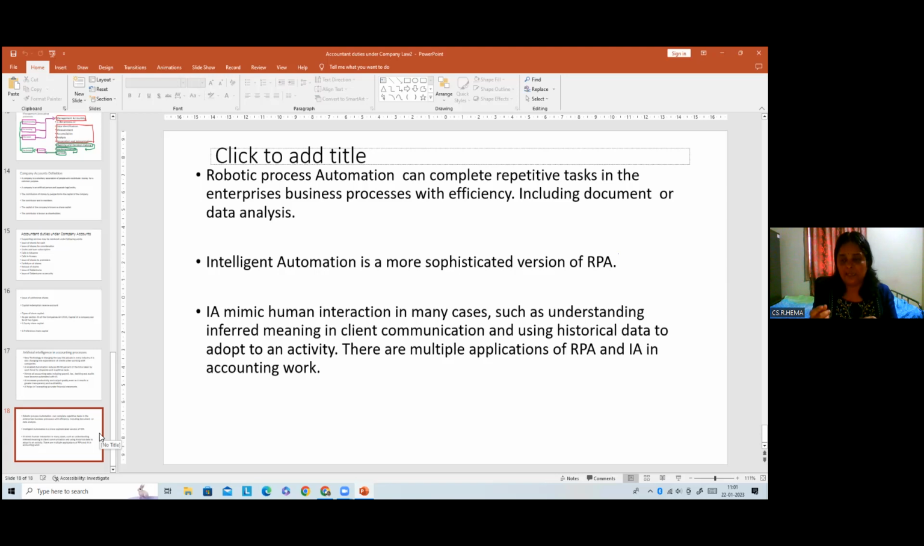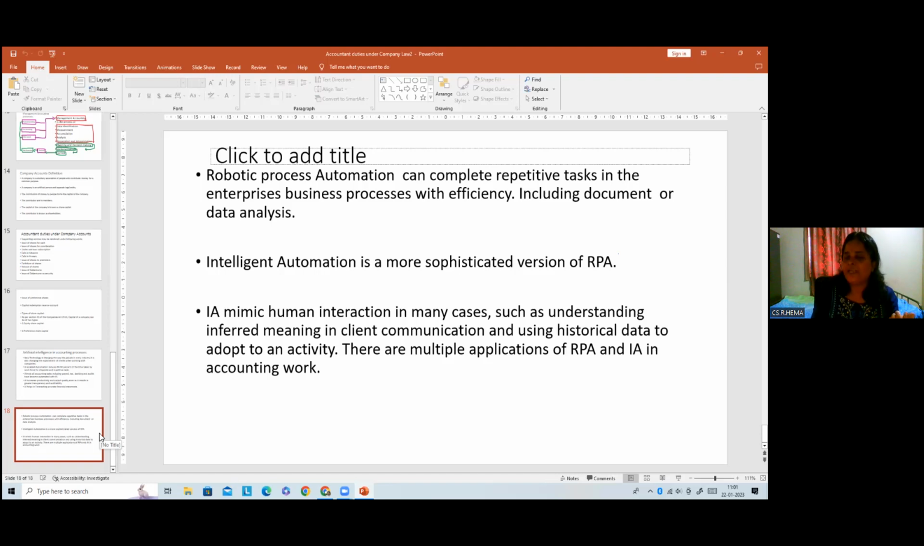If you are getting any goods from Amazon, and you are putting your ideas under Amazon purchasing, it will be a clear communication. And it uses historical data to adapt to an activity. That is, this client communication becomes historical data and it will be adopted as an activity.